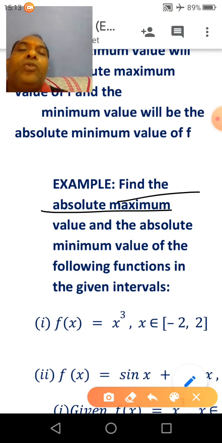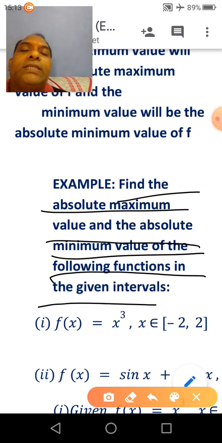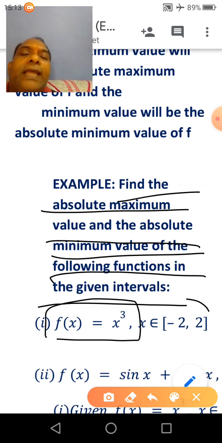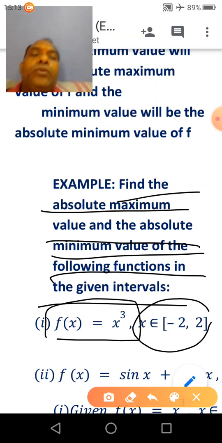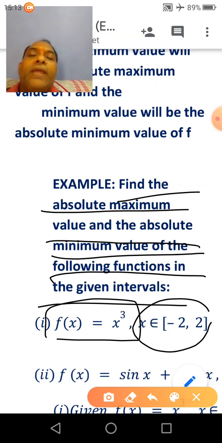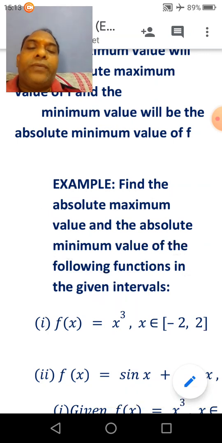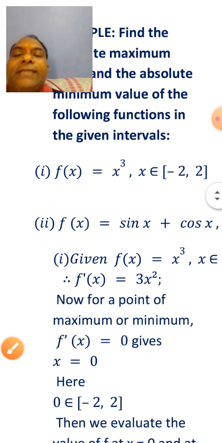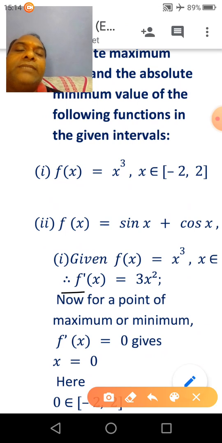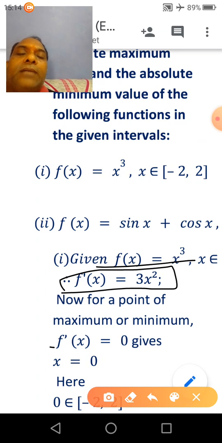Find the absolute maximum value and the absolute minimum value of the following function in the given interval. f(x) is equal to x cube, x belongs to the closed interval minus 2 to 2. You have to find the absolute minimum and absolute maximum value. So firstly we have to find f'(x), put it equal to 0 and find the value of x. f'(x) will be 3x square. Put f'(x) equal to 0, then x is equal to 0.